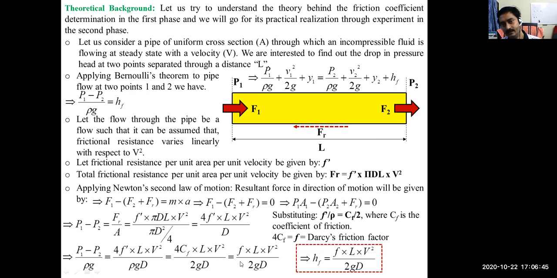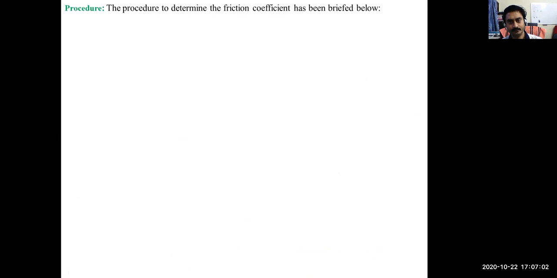Capital D is the diameter of the pipe. So this is the theoretical background. I think it is clear what the theoretical basis of this equation is, what we're basically trying to verify in this experiment. Now coming to the next part, here we'll be seeing the procedure.